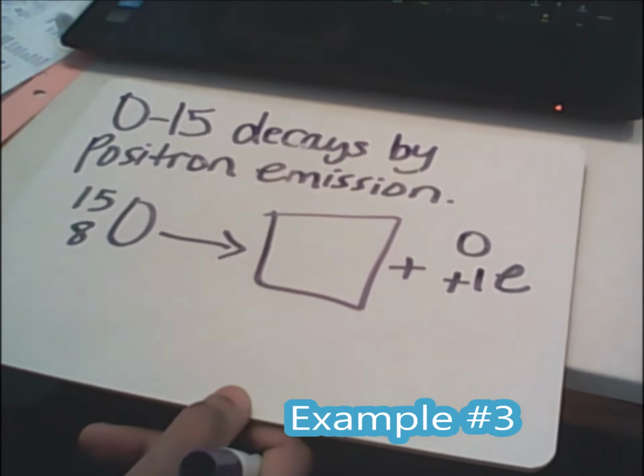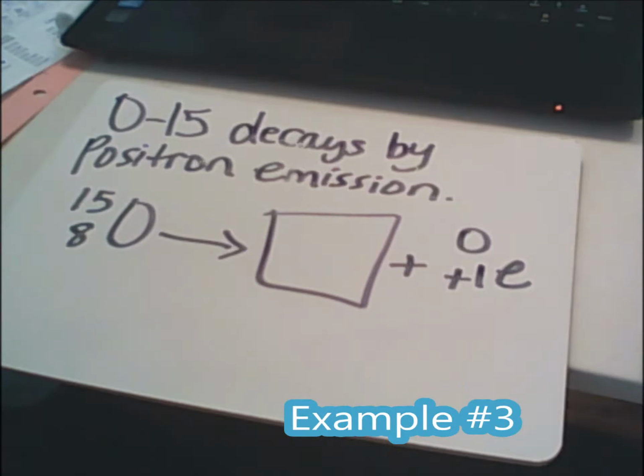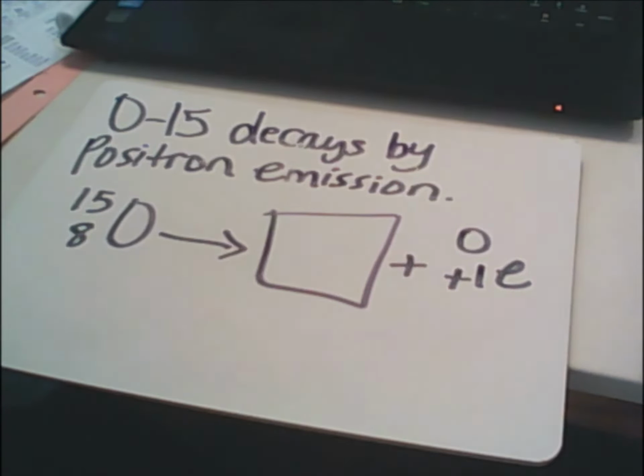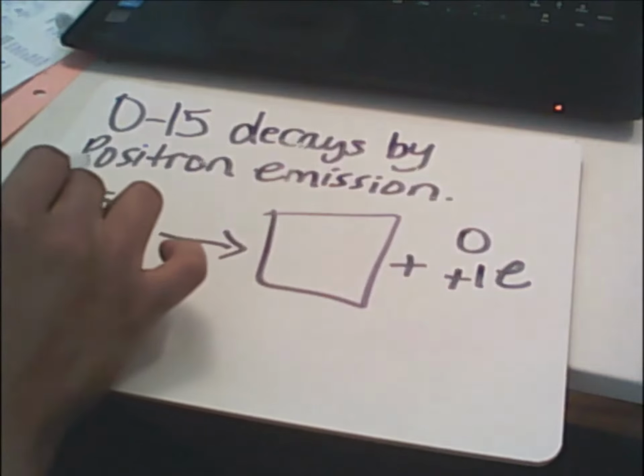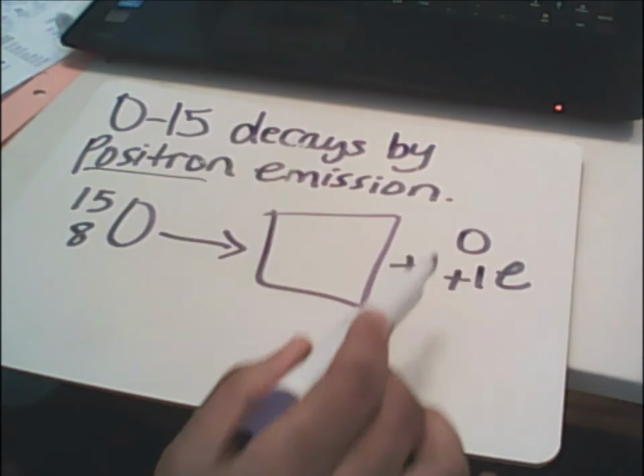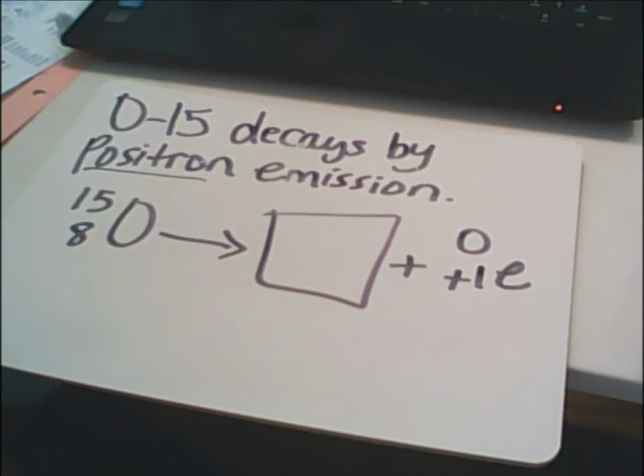Let's take a look at the next one. I have oxygen-15 decays by positron emission. Again, I have 15, 8, O. Not 0, O for oxygen. Oops. And it yields something plus a positron. A positron is 0, plus 1, and a little e.